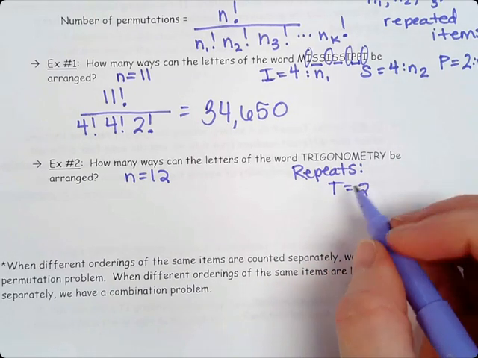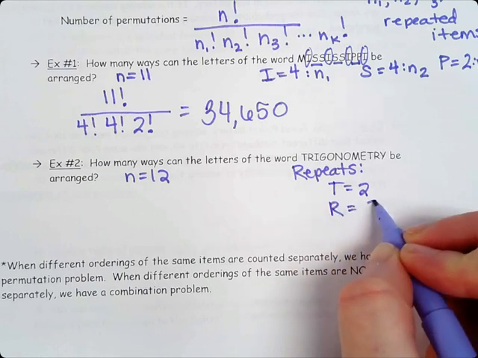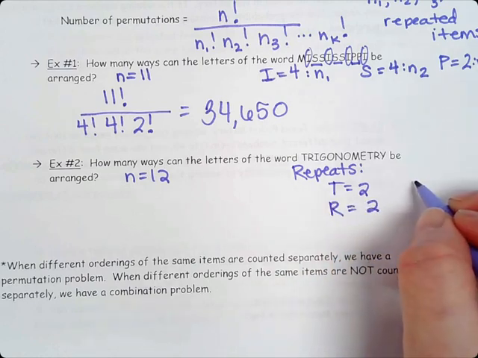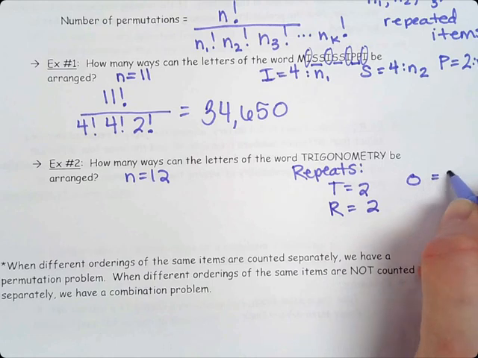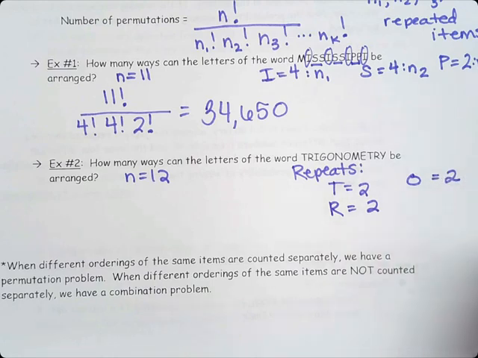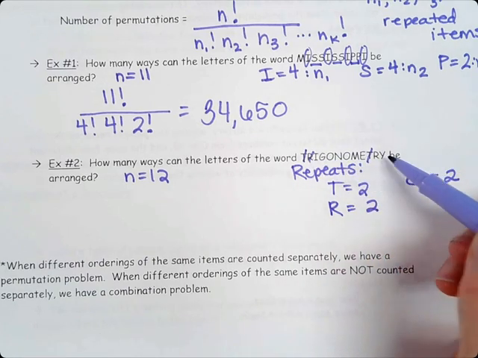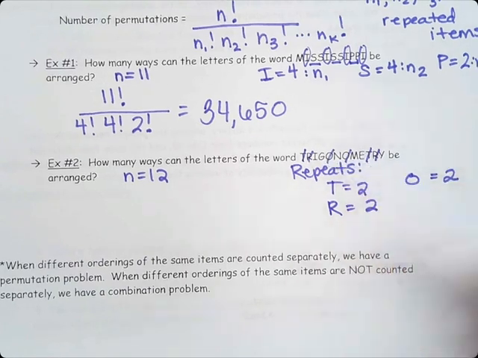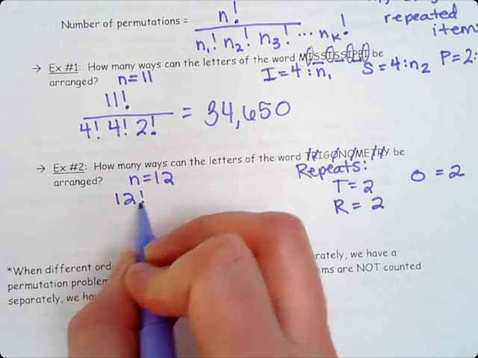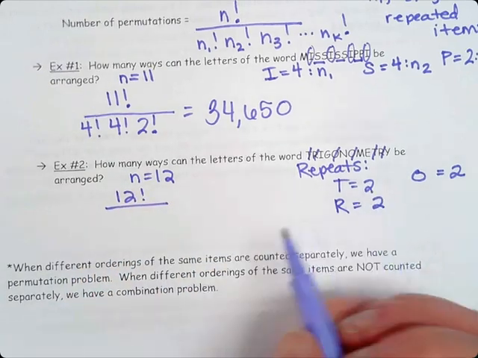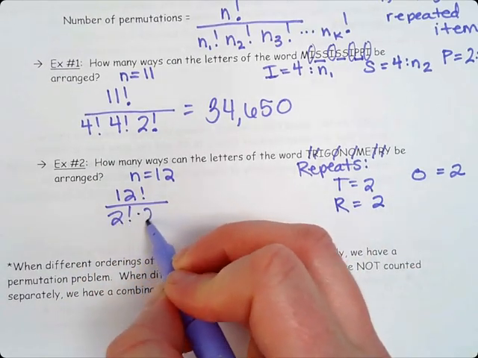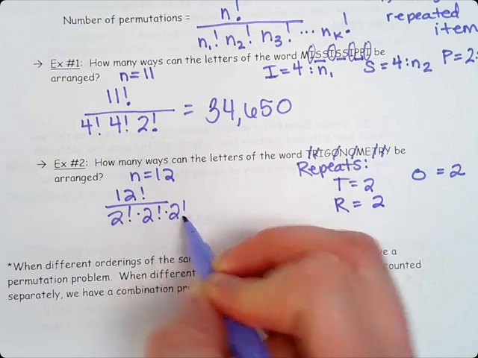So our repeats are T, R, and O. Y'all agree? Were there any other repeats? T, R, O. Nope, nothing else repeated? Okay, so that makes it 12 factorial over 2 factorial times 2 factorial times 2 factorial.